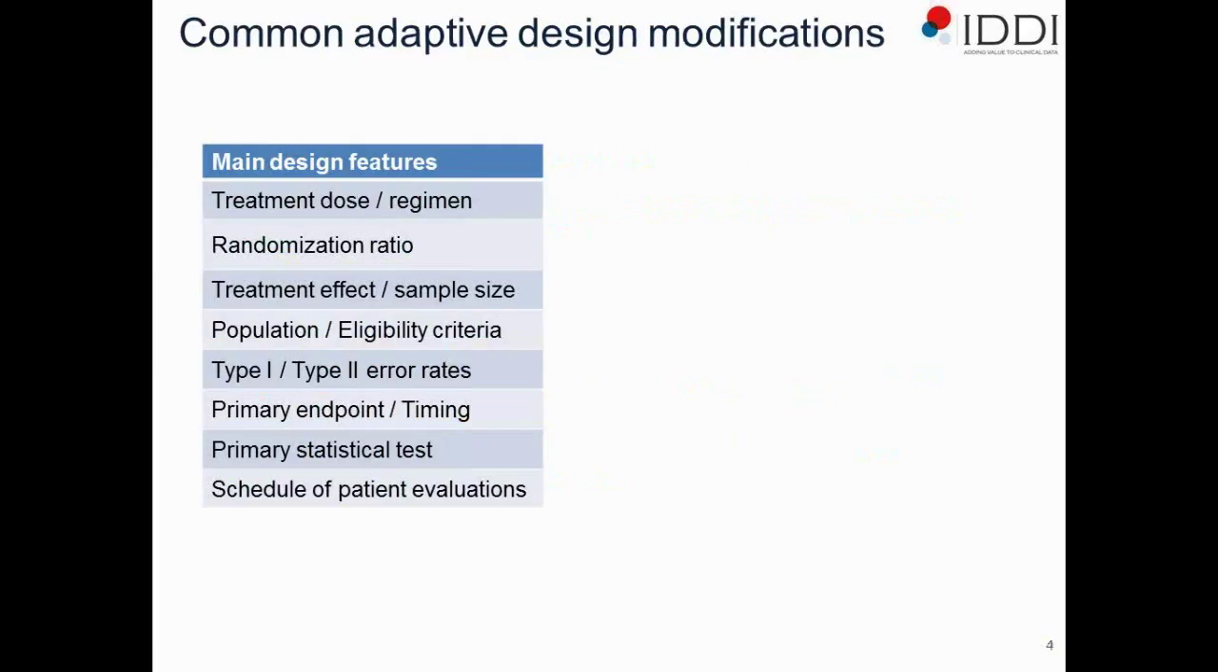Before we go into the case study, I wanted to discuss the kinds of design features that can be adapted in an adaptive design. So I've listed here the main design features of a trial, and obviously these design features include the treatment, which is under investigation, and the control group, the randomization ratio between these two options, sometimes more options than two, the treatment effect that is anticipated, and of course therefore the sample size of the trial that is based on that treatment effect of interest, the population of patients who need to be entered in the trial, the type 1 and type 2 error rates, the primary endpoint, the timing of the analysis, the primary statistical test, and the schedule of patient evaluations.